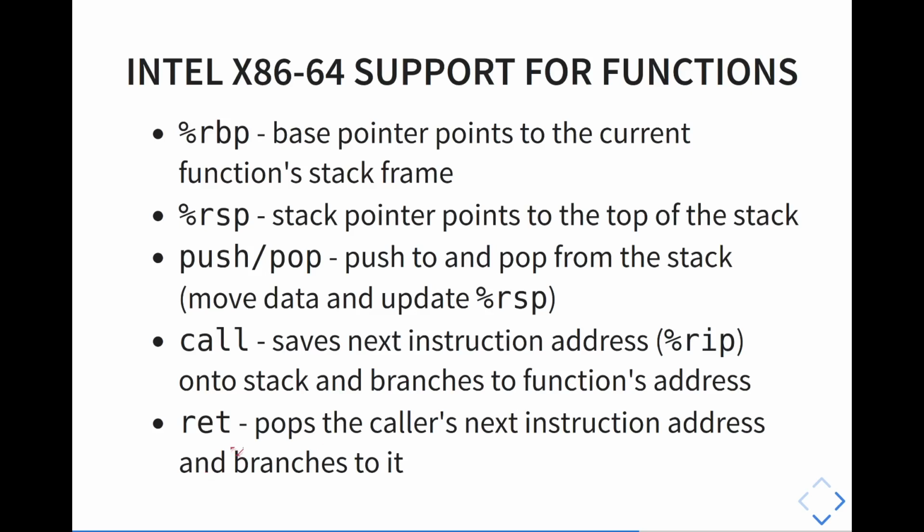And return does basically the opposite. It'll pop off whatever was on the top of the stack, which, as long as you've generated the assembly code correctly, will be the instruction pointer. If you've done it incorrectly, it may pop off an address that is not code or not accessible, or exploit code if you've been attacked. It'll pop that off and then branch to it. So it's the inverse of call. Questions on this?